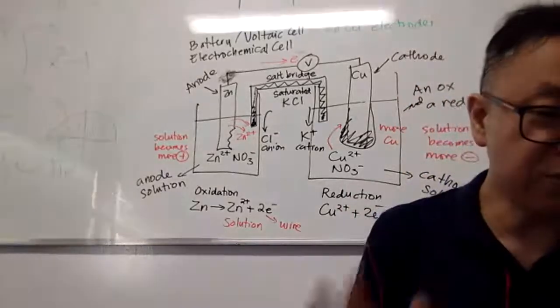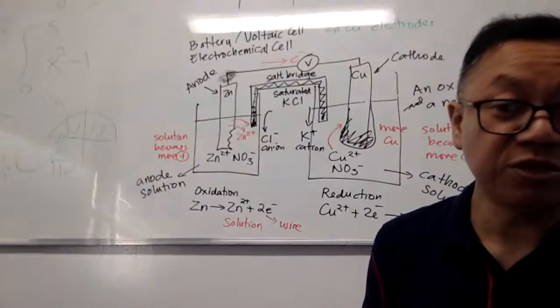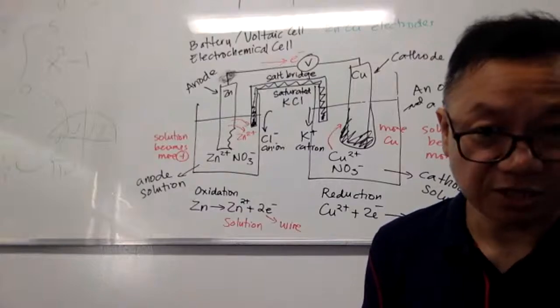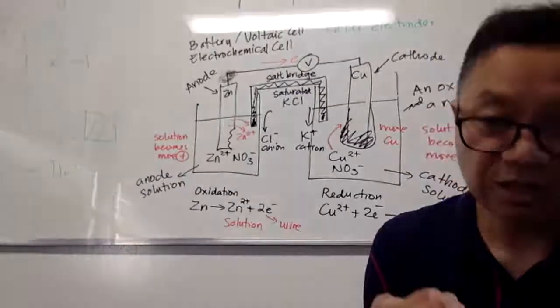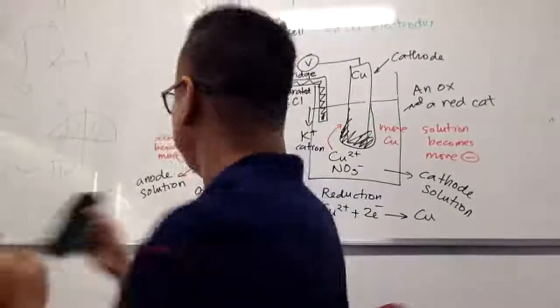Now you can see here on page 7, this is what we call a reduction potential table. Reduction potential. What does reduction potential mean?